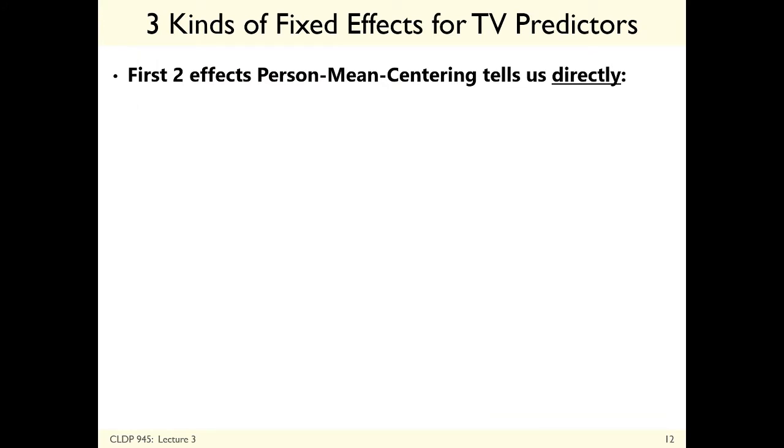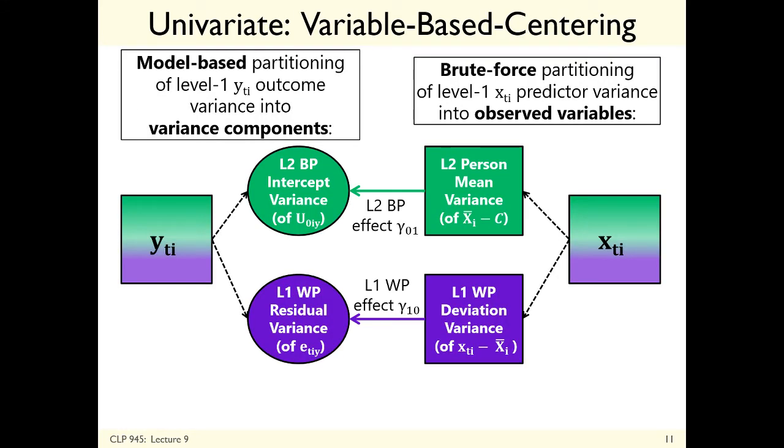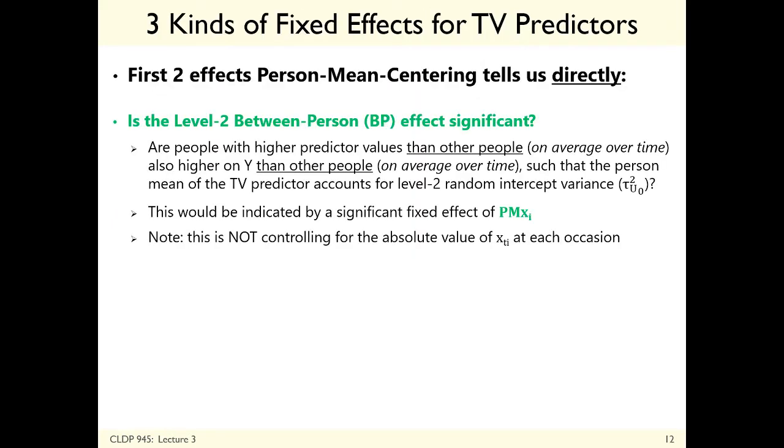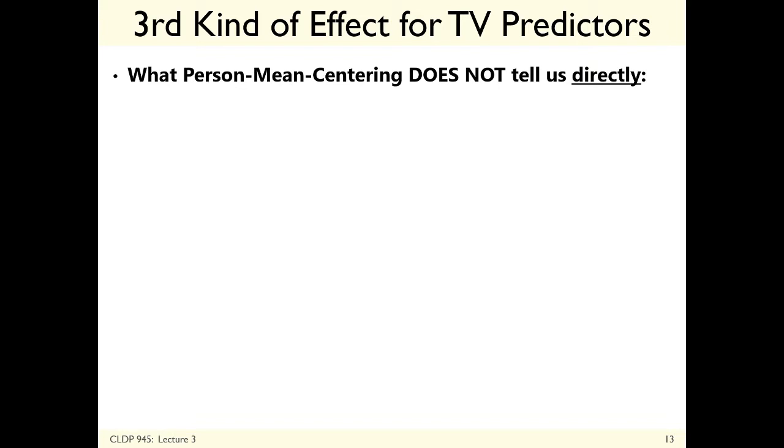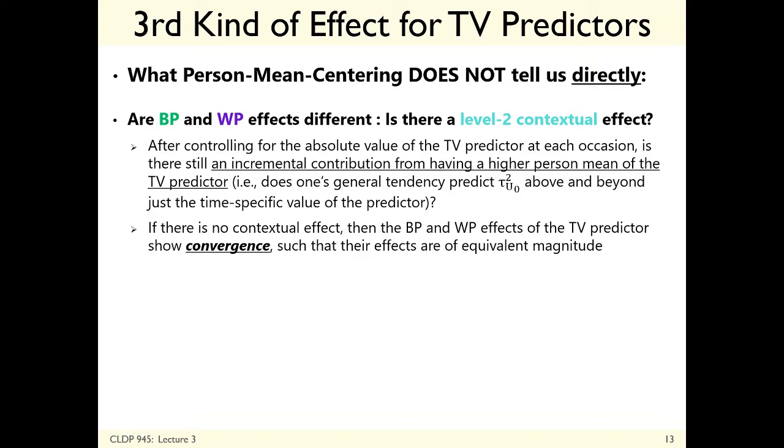So the two things that this version of the model here can tell us: between person effect, within person effect. Cool. What's the third thing that we might want to know? What this specification does not tell us directly is something called a contextual effect. A contextual effect is another type of level 2 between person effect, but it means something different.